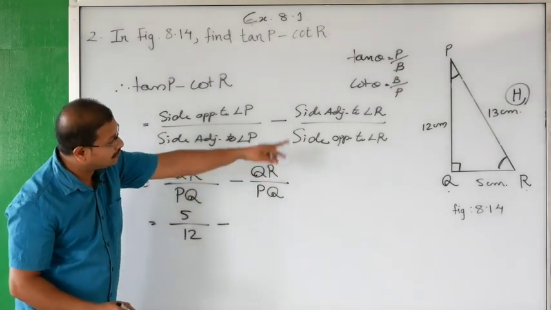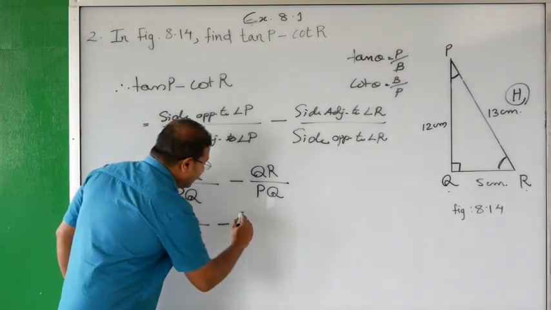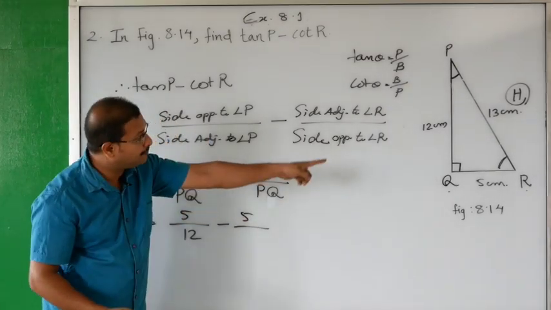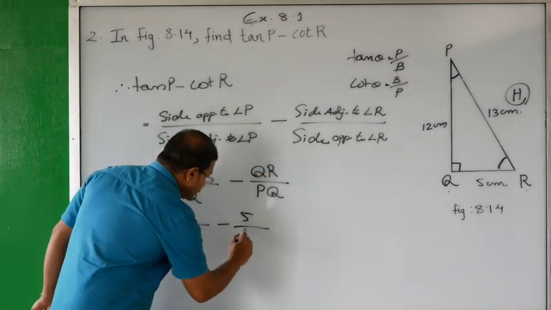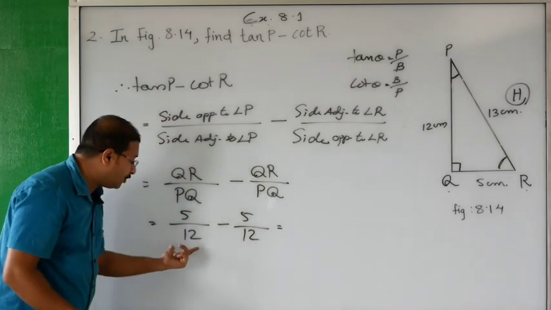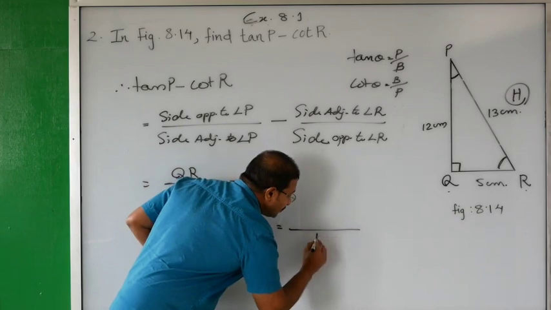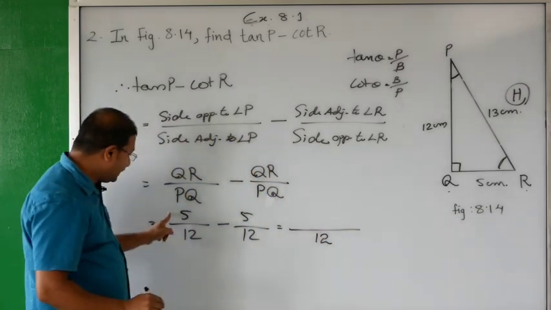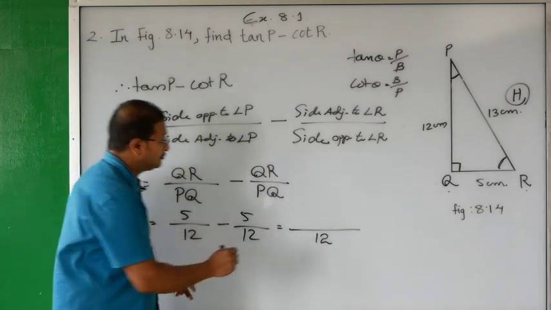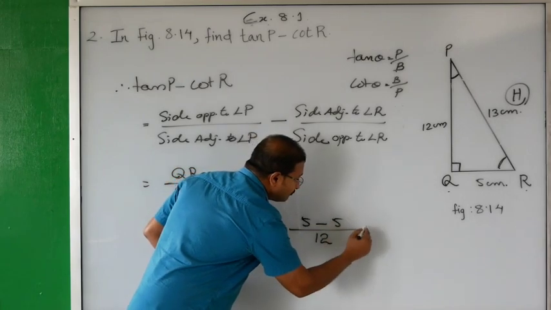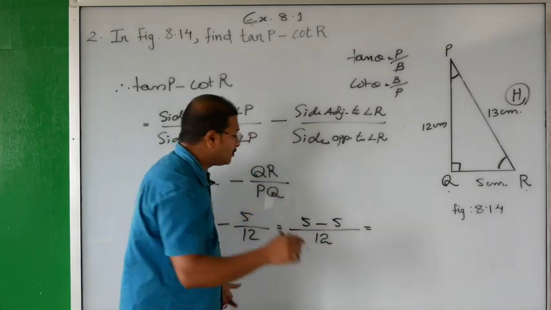Minus QR. QR, you got it? 5 divided by PQ. Yeah, 12. See, the denominator downside is same. That means denominators are same. So the LCM is 12. Upside will write 5 minus 5, minus 5 equals 5 minus 5, 0.